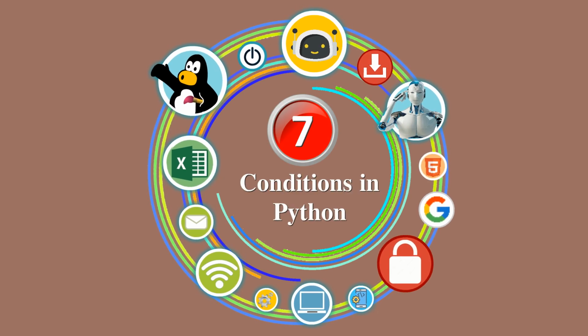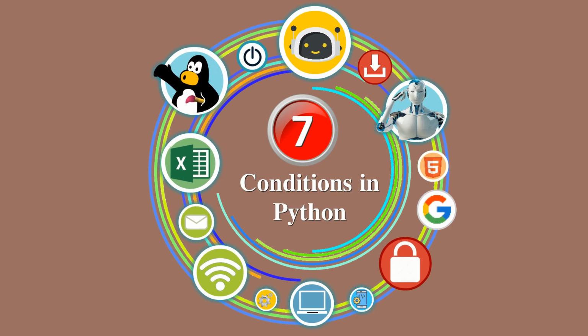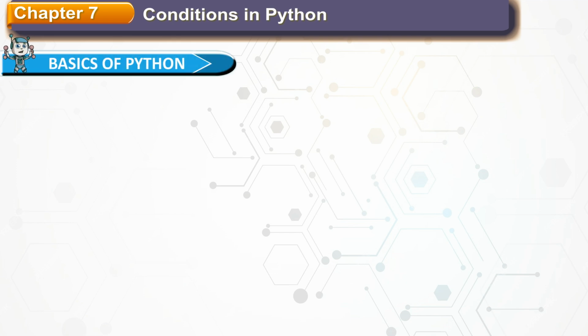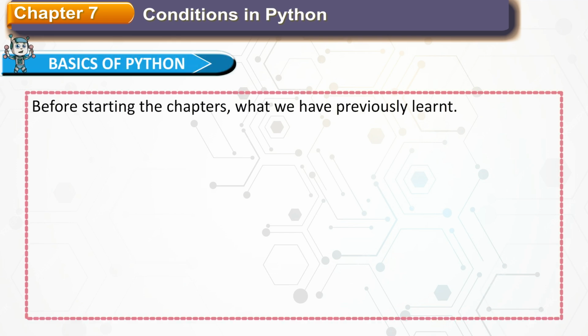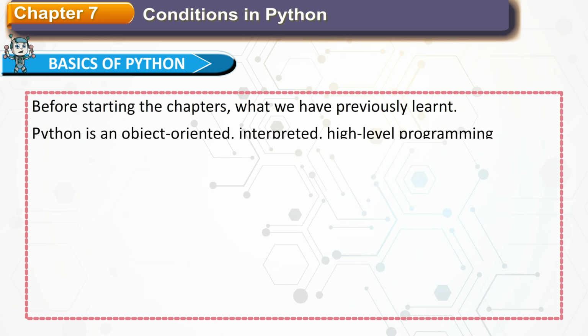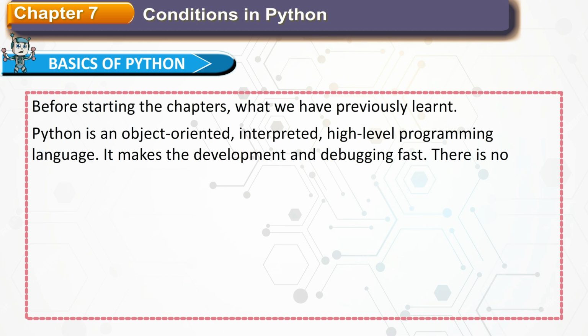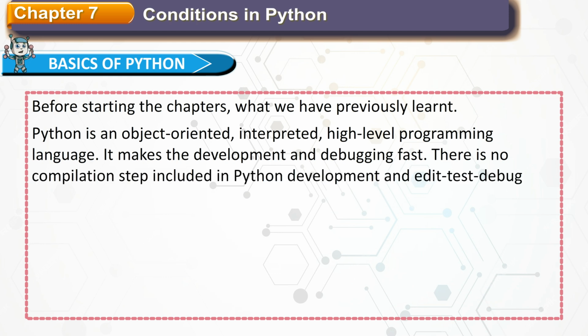Chapter 7. Conditions in Python. Basics of Python. Before starting the chapters, what we have previously learned. Python is an object-oriented, interpreted, high-level programming language. It makes the development and debugging fast. There is no compilation step included in Python development and edit. Test debug cycle is very fast.